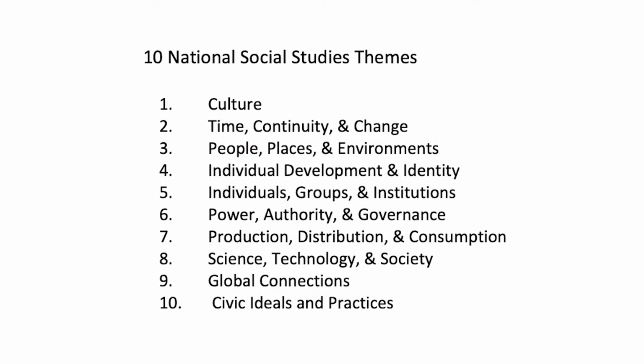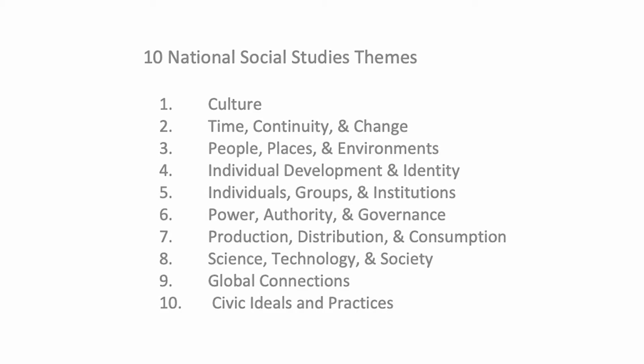There are 10 national social studies standards. They are culture; time, continuity, and change; people, places, and environments; individual development and identity; individuals, groups, and institutions; power, authority, and governance; production, distribution, and consumption; science, technology, and society; global connections; and civic ideals and practices. Based on those 10 themes, each state creates their own standards. Each state's standards are slightly different.